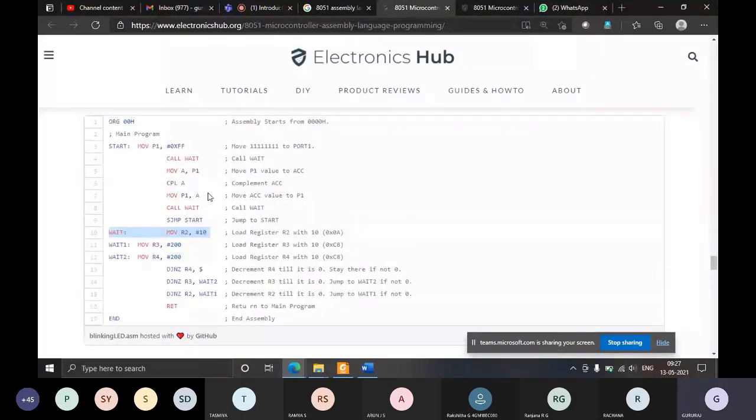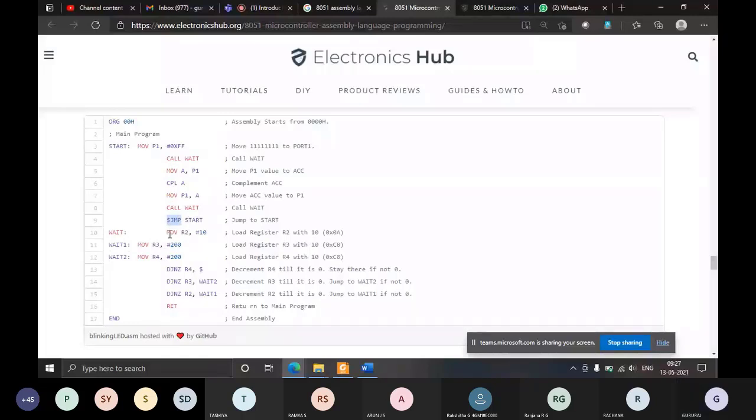And you can see here, not all the instructions have labels. As I told, labels are optional and user defined. We can see one more label here, wait 1, then wait 2. So these are labels, and these are instructions: call, move, CPL, then move, then call again, then SJMP, short jump.